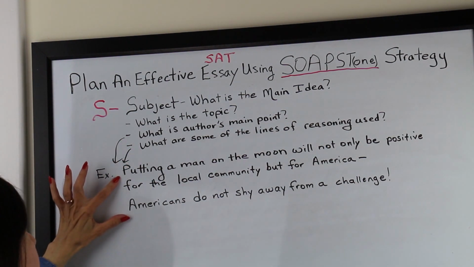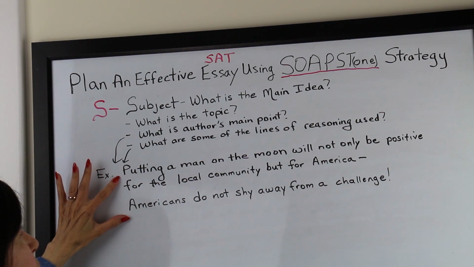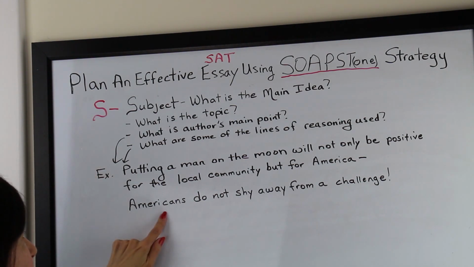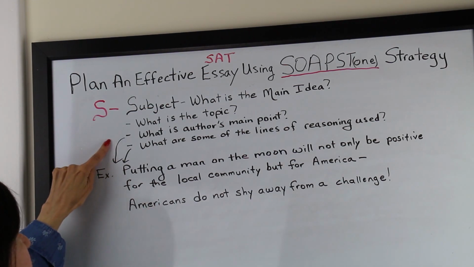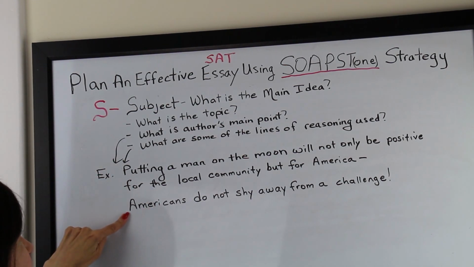For example, here's a quote again from JFK's speech. "Putting a man on the moon will not only be positive for the local community, but for America. Americans do not shy away from a challenge." That was his whole main point and line of reasoning.